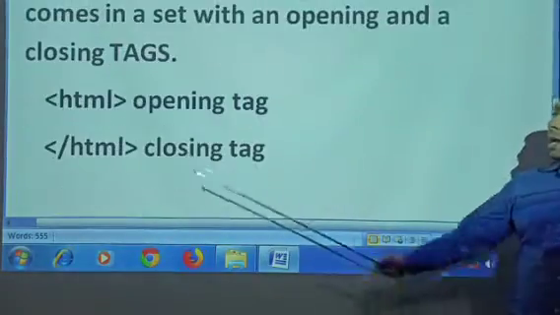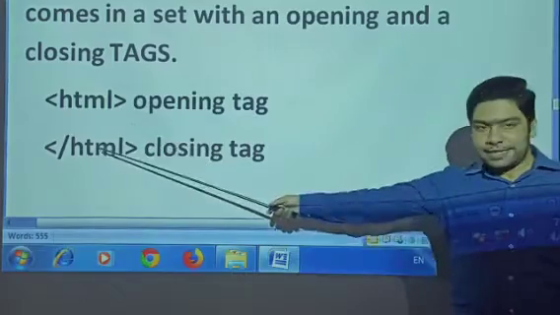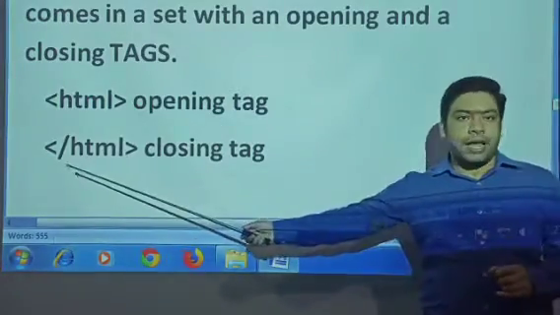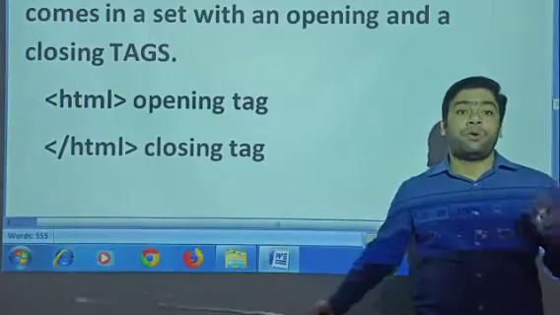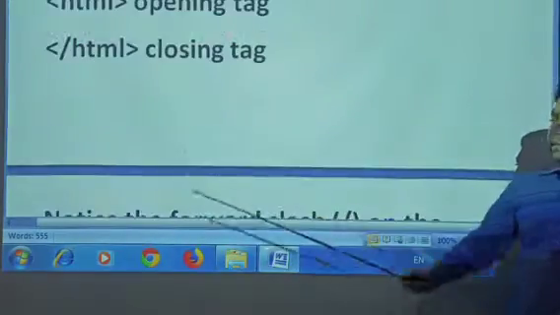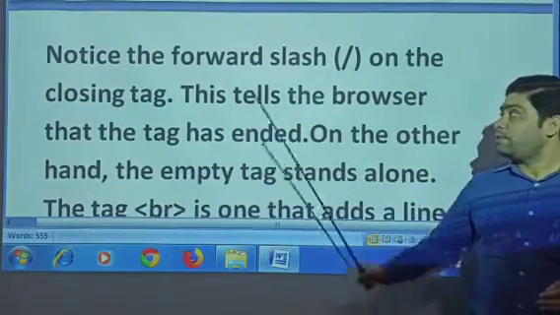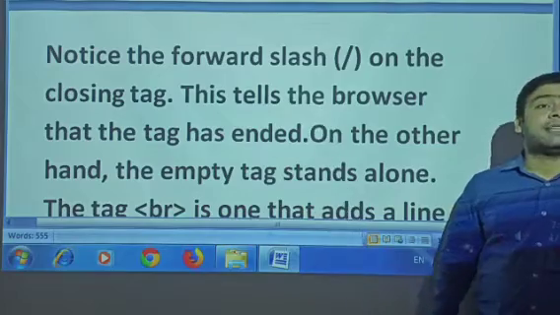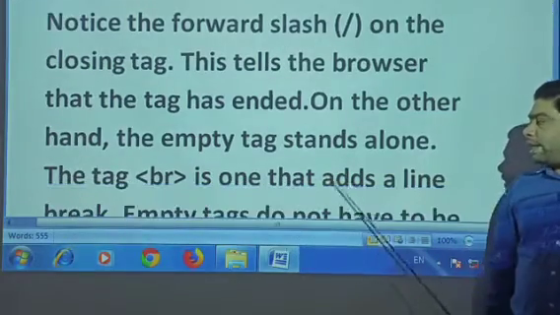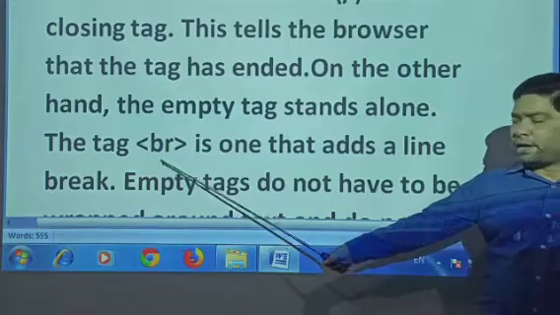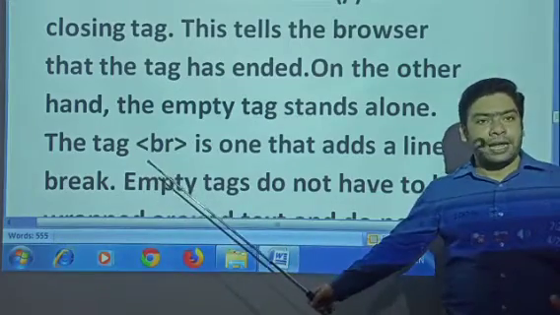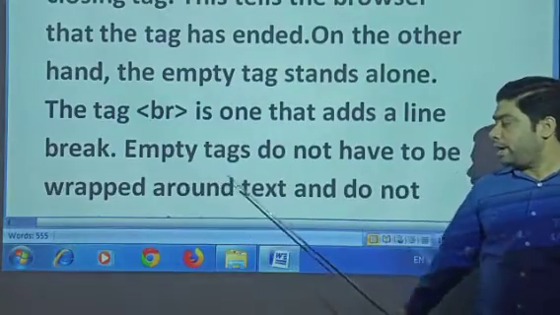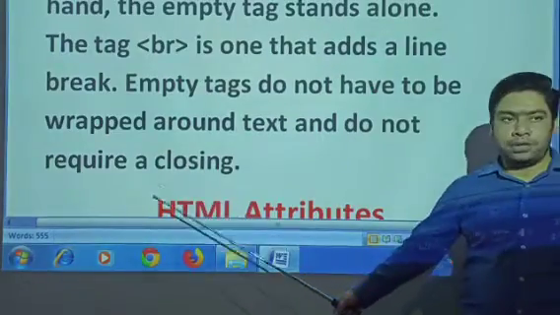For example, here HTML and /HTML: that is an opening tag and a closing tag. Always remember, when we use a slash, that is a closing tag. Okay, so this is an example. Now we move further. Notice the forward slash on the closing tag tells the browser that the tag has ended. Now the empty tag stands alone, like BR. BR means break a line. It is an example of a single or empty tag. These tags do not require a closing one.